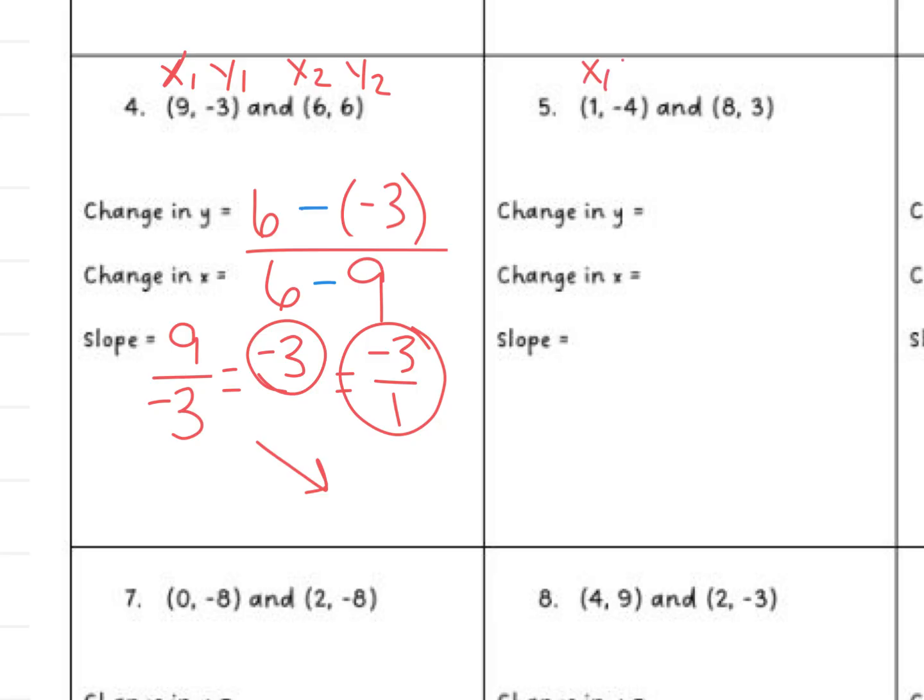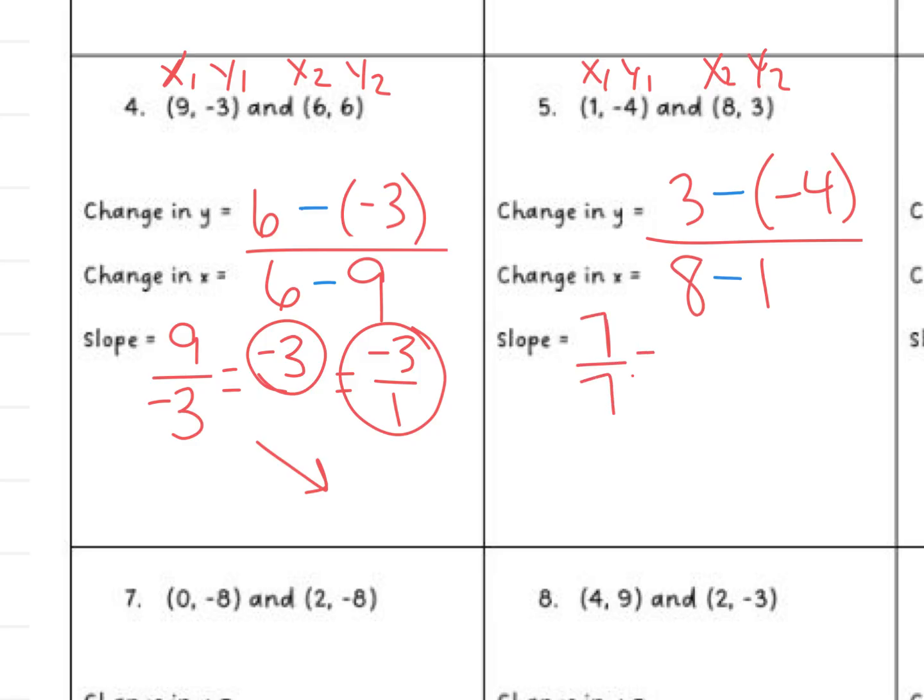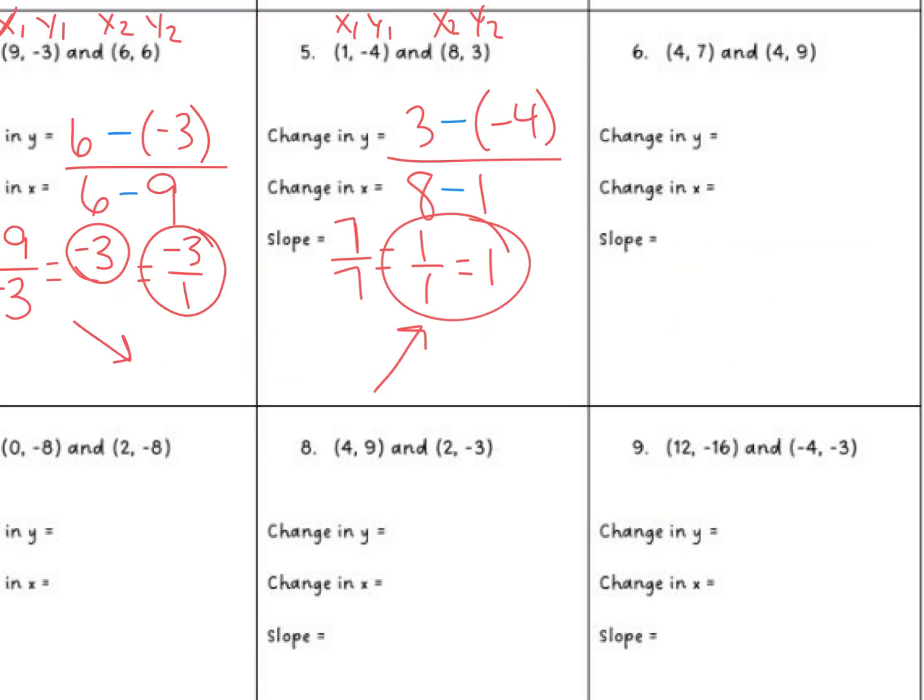Label, label, label, always x1, y1, x2, y2. So 3, and then again the minus from our formula, and now my y1 is a negative 4. Make sure you have both because they are not the same. 8 minus 1. Use your calculator or your brain. This comes out to, if we do it by hand, 7 over 7, and our calculator tells us that is just 1, or 1 over 1. What direction? Up.